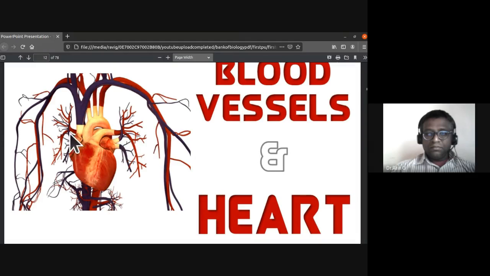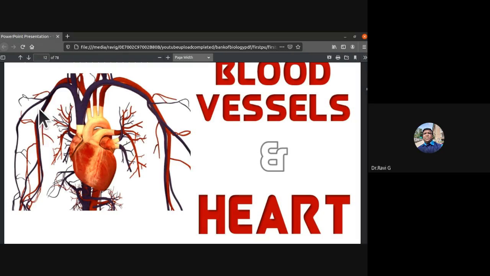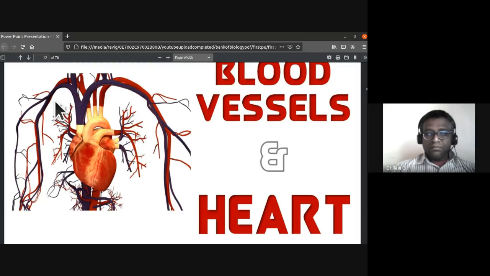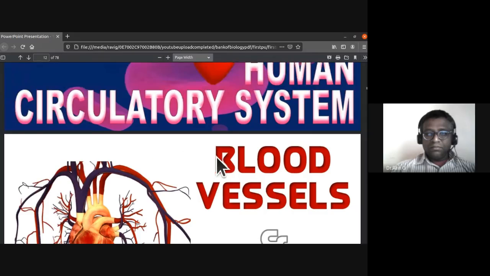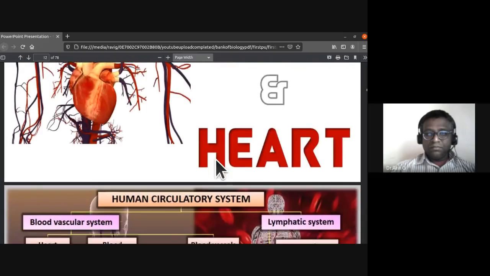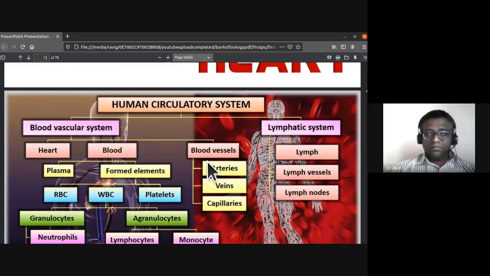The heart has the pulmonary arteries, left pulmonary artery, right pulmonary artery, and the aorta, which supplies the blood to all parts of the body. So in the circulatory system, we'll be studying the blood vessels and heart. Let us understand the human circulatory system.